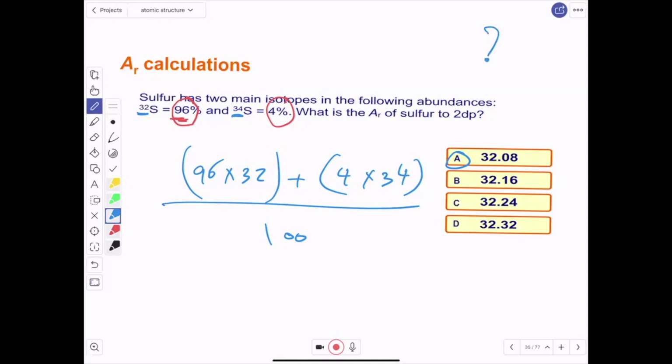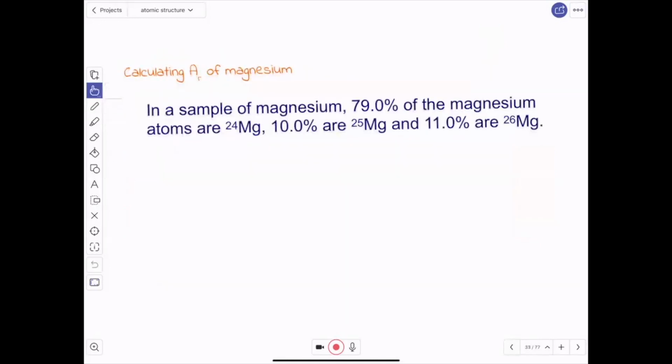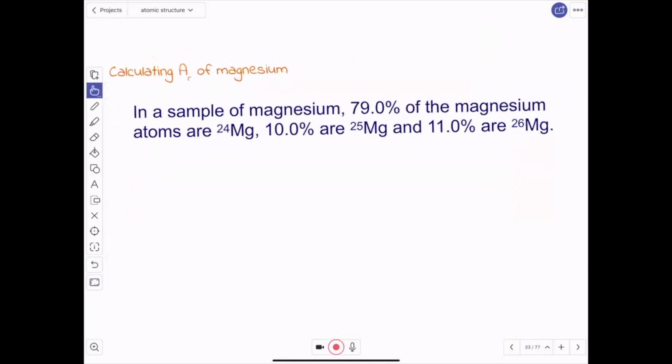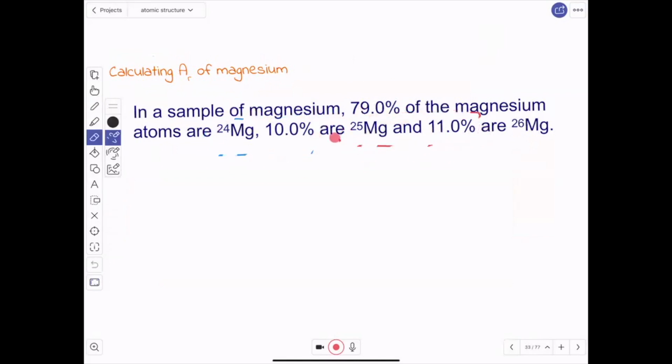Can you try the magnesium one now? This one here, they used 3 isotopes of magnesium. So I'm going to color code them for you. This and this. All right. I think I've messed it up. So again, one more time, the 79% is 24. The 10% is this. And the blue one is this.